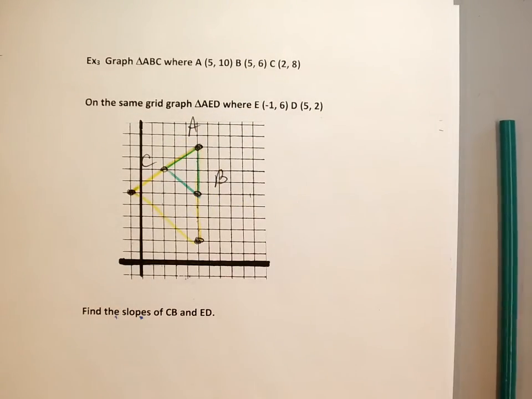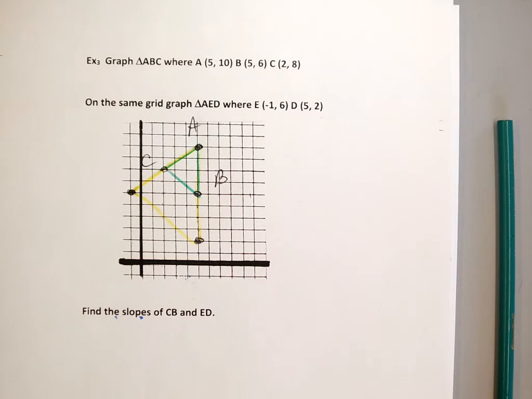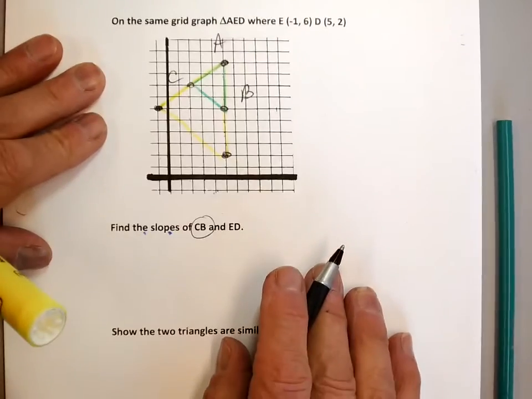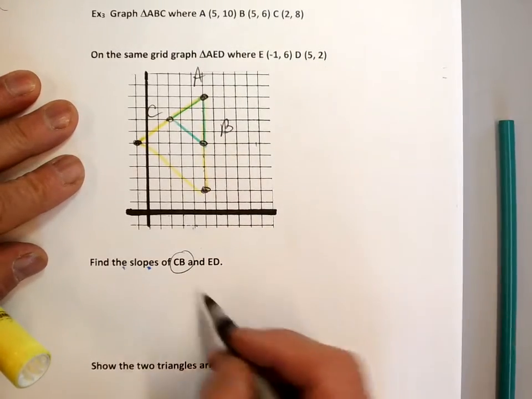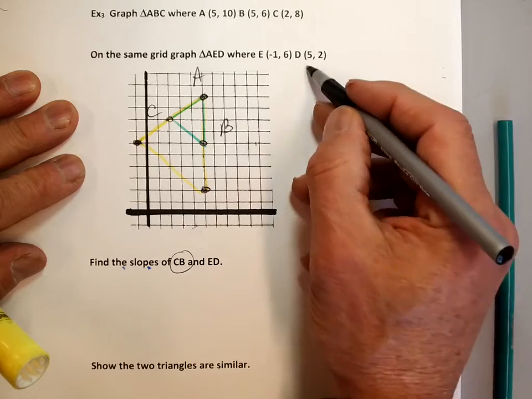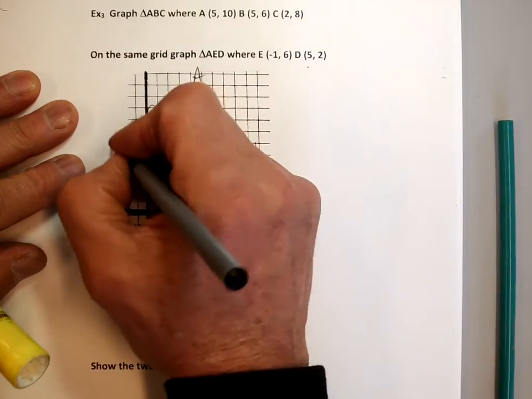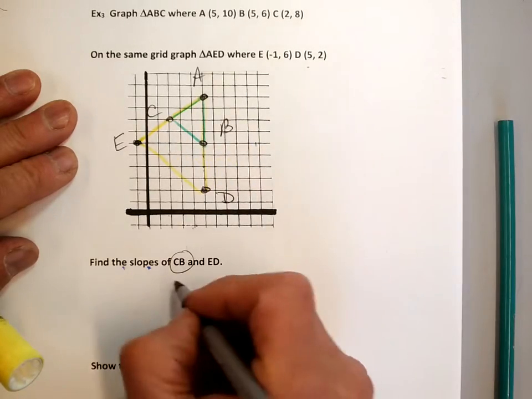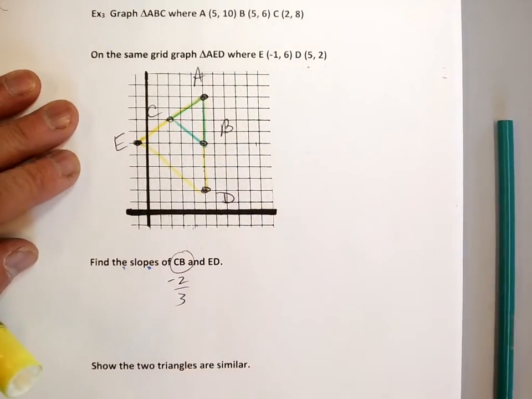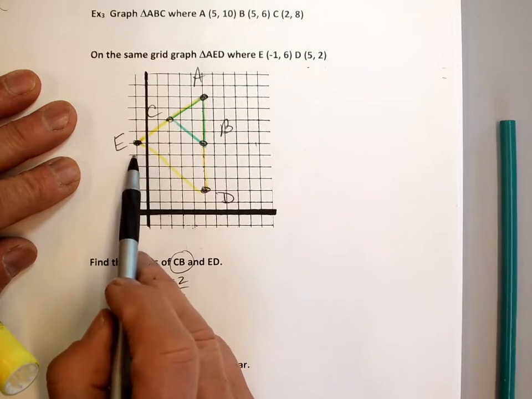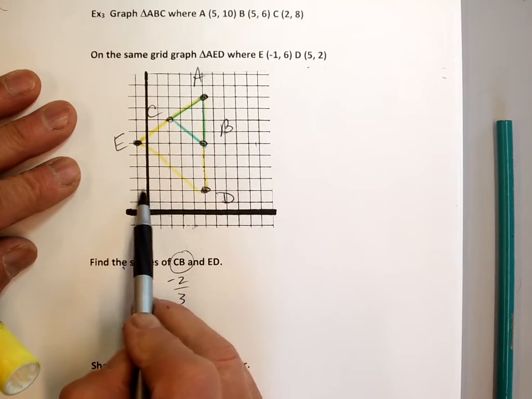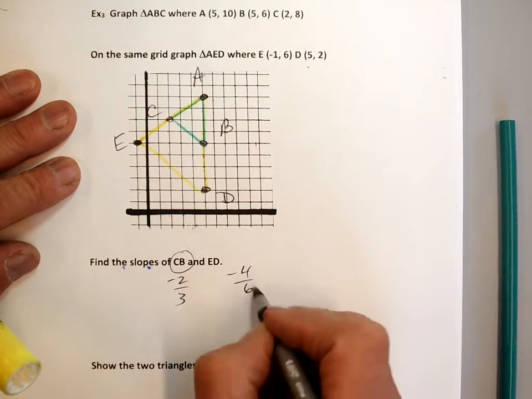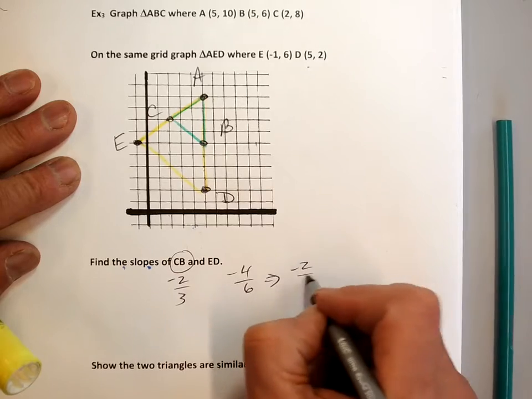Okay, now find the slopes of CB and ED. Okay, slope of CB. I'm just going to count, right? Oh, hold on, I forgot to put this D here and E here, okay? CB, so slope is down 2 over 3, right? And find the slope of ED. Let's see, it's down 1, 2, 3, 4. 1, 2, 3, 4, 5, 6. Down 4 over 6, but that does reduce to -2/3, okay?